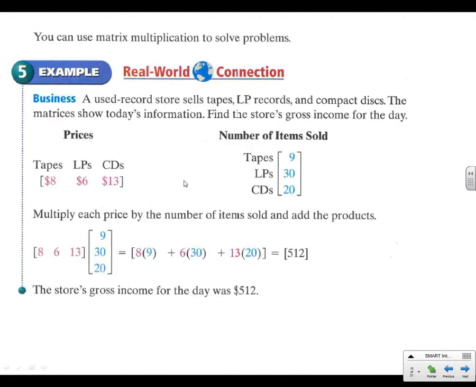We can do this on word problems as well. We want to find how much money we make in the store if we sell tapes for 8, LPs for 6. Do you guys even know what LPs are? It's a good question. Or tapes. LPs are just records. CDs for 13. And here's how many we sold of them. We could multiply them all. 8 times 9, 6 times 30, 13 times 20. Add them up, we get $512.